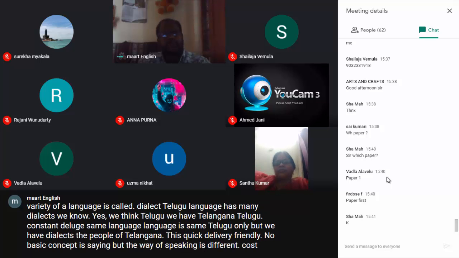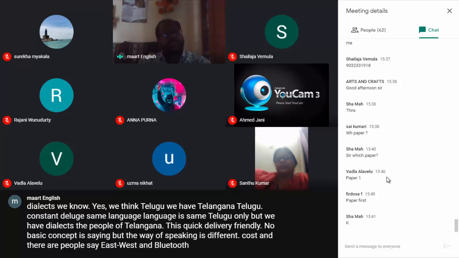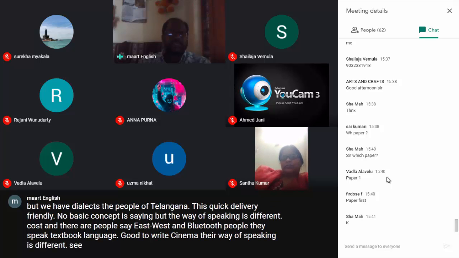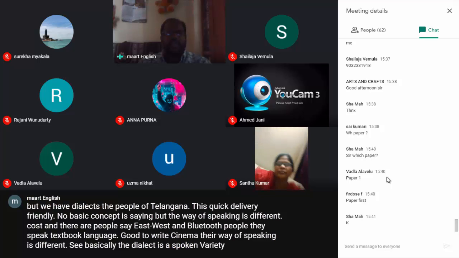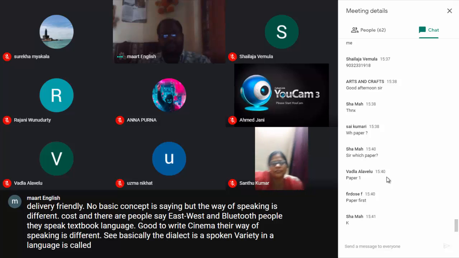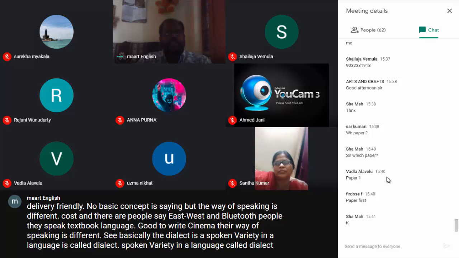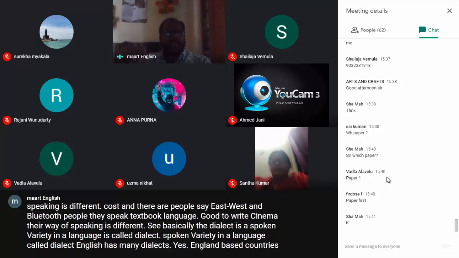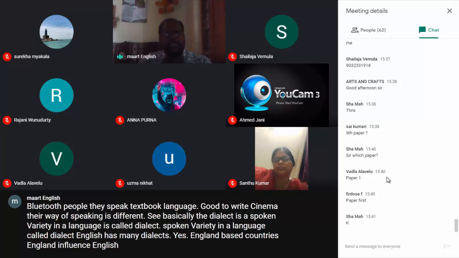Coastal Andhra people, say East, West and Guntur people, speak textbook language. Go to Rayalaseema, their way of speaking is different. Basically, a spoken variety in a language is called a dialect. English has many dialects: England-influenced English and US-influenced American English.